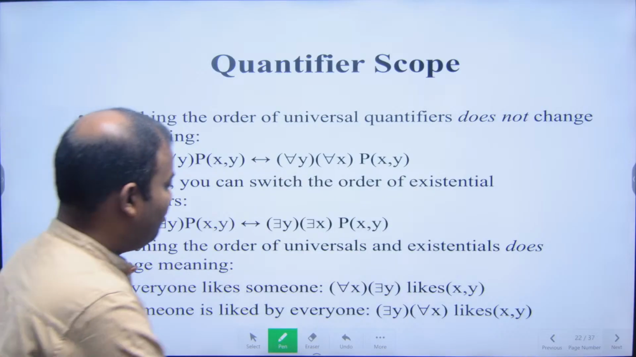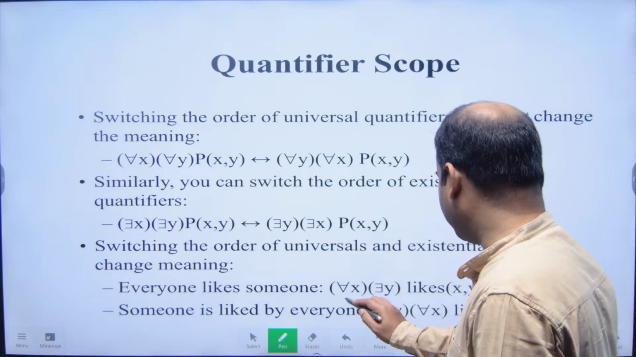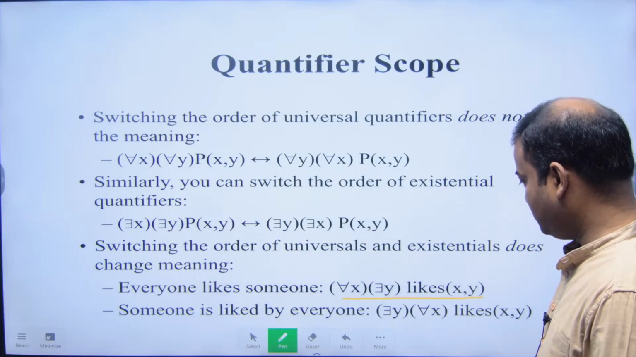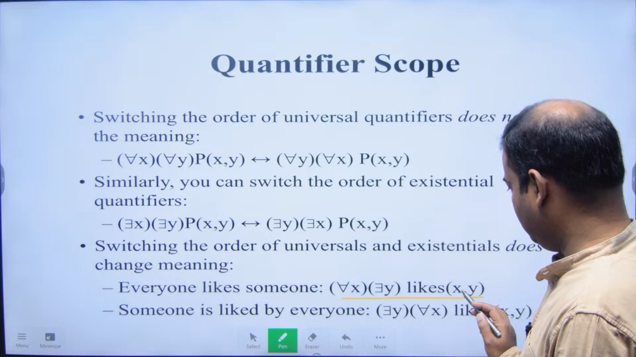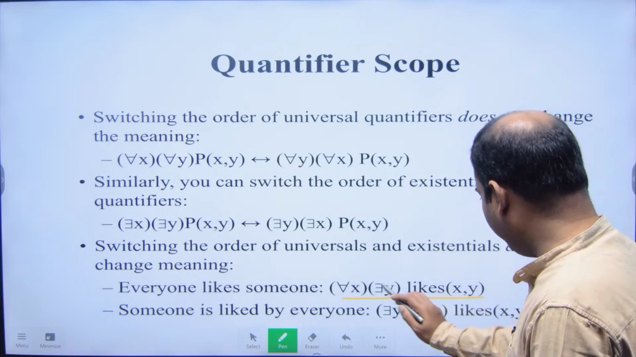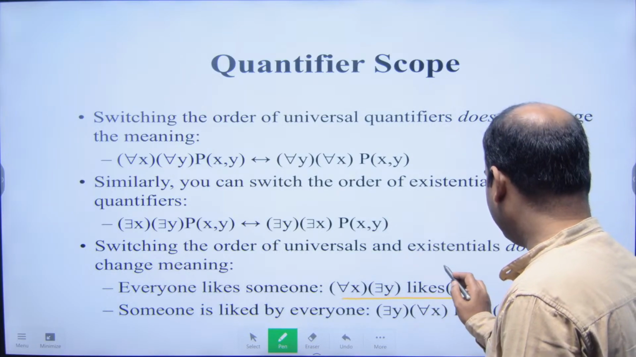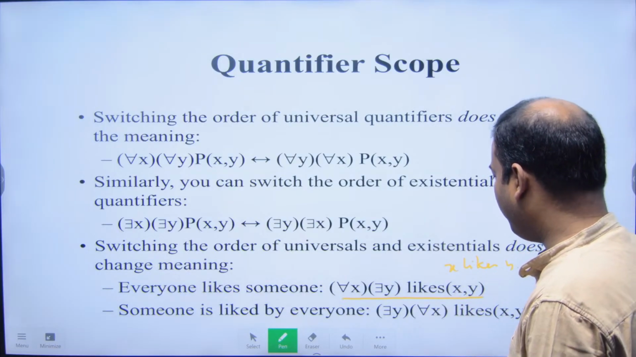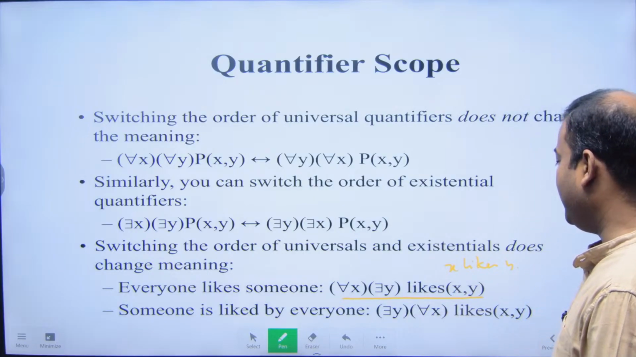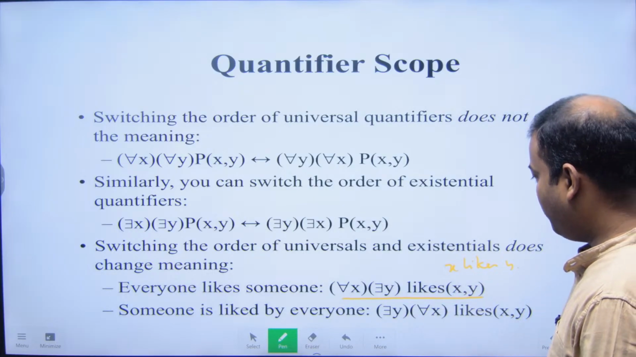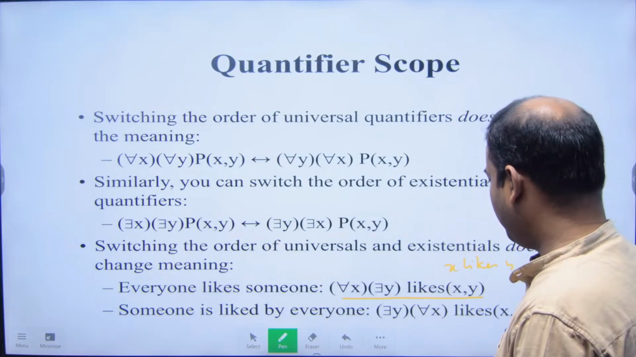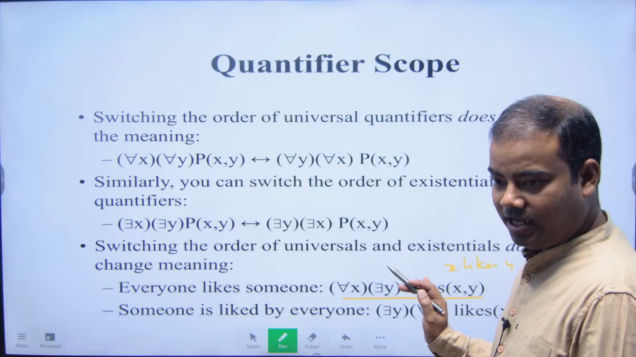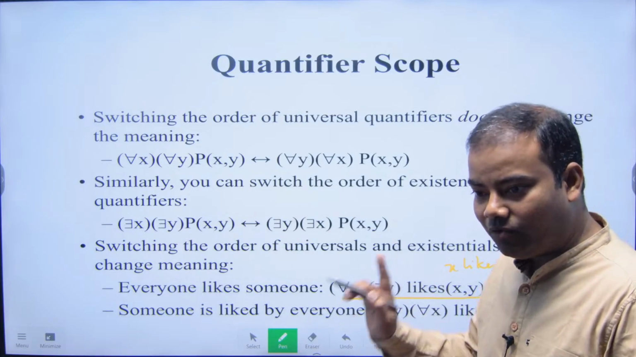For example, for all x there exists y L(x,y). What is the meaning of this? What is L(x,y)? x likes y. So for all x there exists y such that x likes y means everyone likes someone. Is it clear? Everyone likes at least one person.